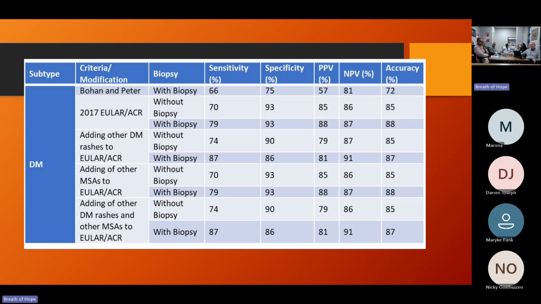Okay, if we look at the diagnostic criteria over the years, you'll see way back in 1975 was the first one that came out, Bohan and Peter, and it was fairly good, and there they relied on biopsy as well. And then in 2017, they changed the criteria to more evidence-based criteria, and you can see it performs very well. In the new criteria, they look at two groups. So one where the patient has had a biopsy, and then when your patient hasn't had a biopsy.